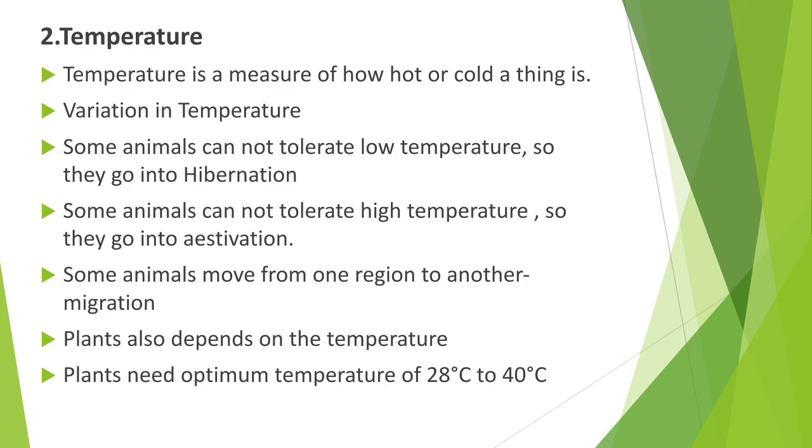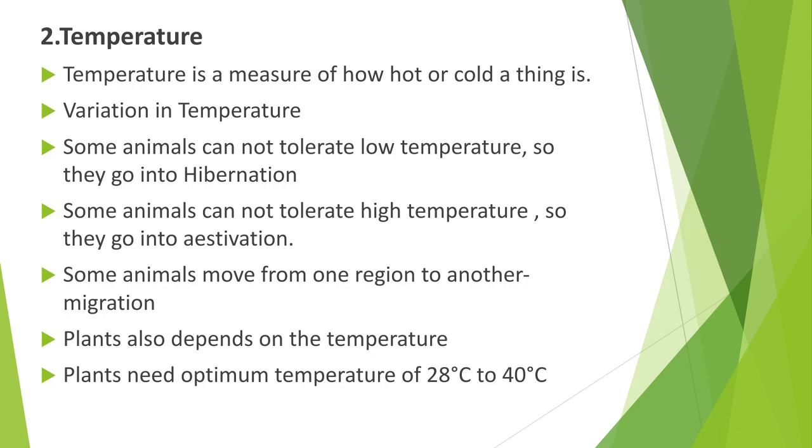The type of vegetation growing in a place also depends on the temperature of that place. That means in some regions, seeds do not germinate. They need a particular temperature for germination. So depending on the type of seeds, they need a variety, and that depends on the temperature of the place where we plant it.